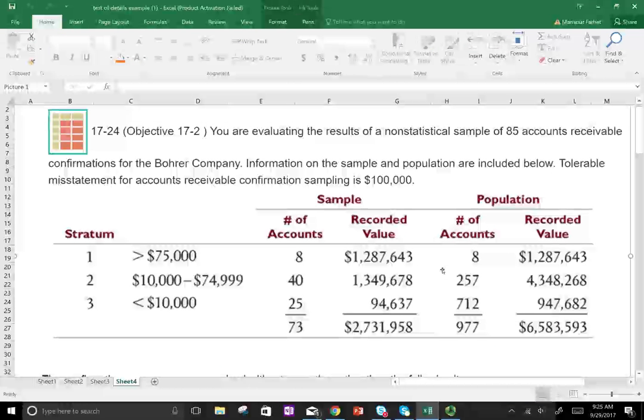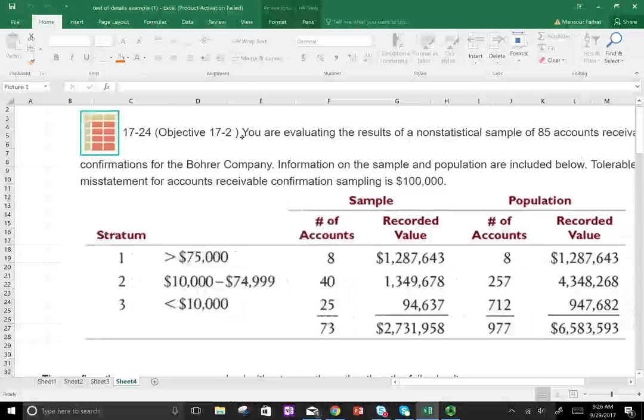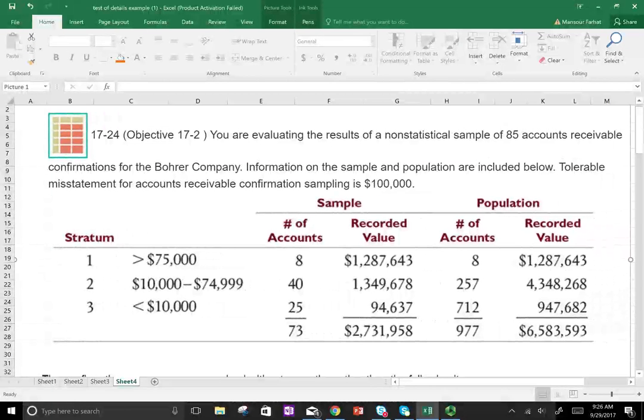Hello and welcome to this session in which we will look at this example to illustrate how sampling works and how we can project sampling errors to the whole population. So we are dealing with accounts receivable. In this example, we are evaluating the results of a non-statistical sample.